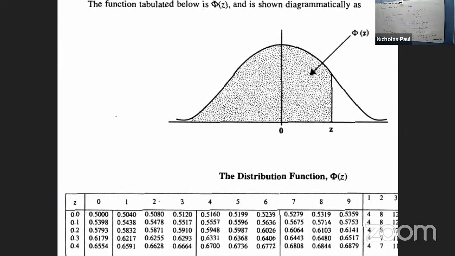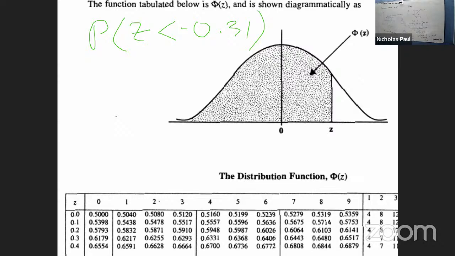What would have happened if I said, find the probability of Z is less than minus 0.31? Let's see if we can work out that. Real simple.